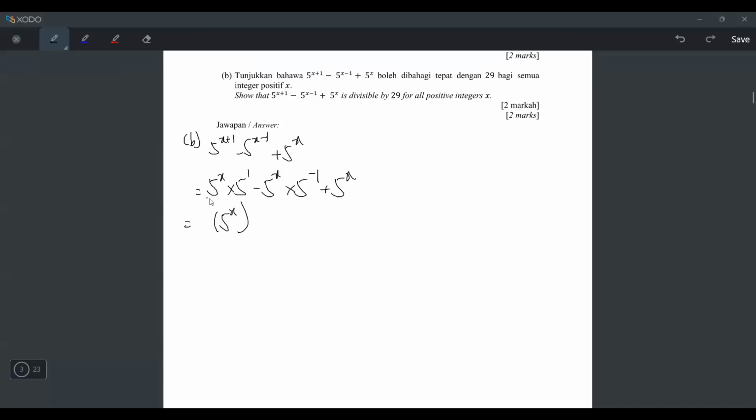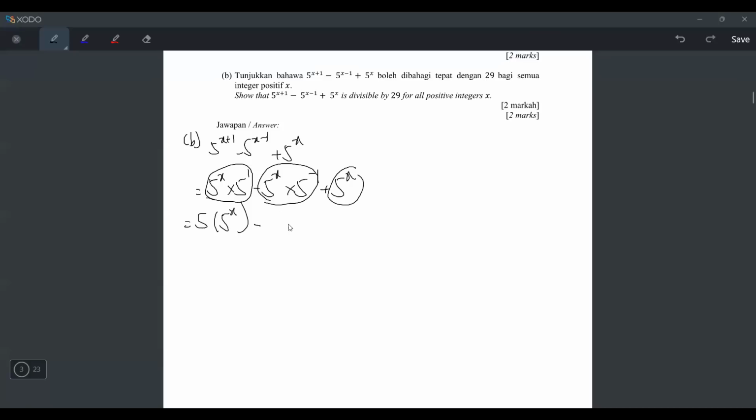So, but you have to be aware there's actually tiga ketul dekat sini. Satu ketul, dua ketul, tiga ketul. So, this ketul 5 power x tak boleh buat, I'll write here. 5 power 1 is 5, so I will just write here. Actually, you want to write depan belakang is up to you. But you can write belakang also if you want.